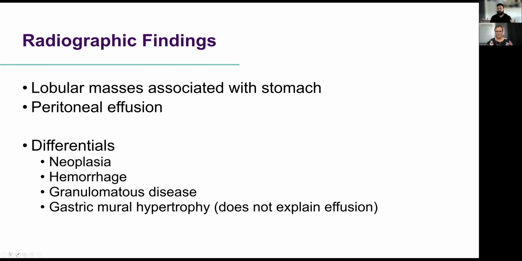Whenever I see that radiographically, the number one thing that comes to mind is cancer of some variety. So neoplasia is at the top of my list, but there are other things that can cause this as well. We shouldn't just give a cancer prognosis based on this alone. We could have hemorrhage in the gastric wall. We could have granulomatous disease, or we could have gastric mural hypertrophy as well, although these findings don't explain the peritoneal effusion as well. So we need to do a little bit more testing.